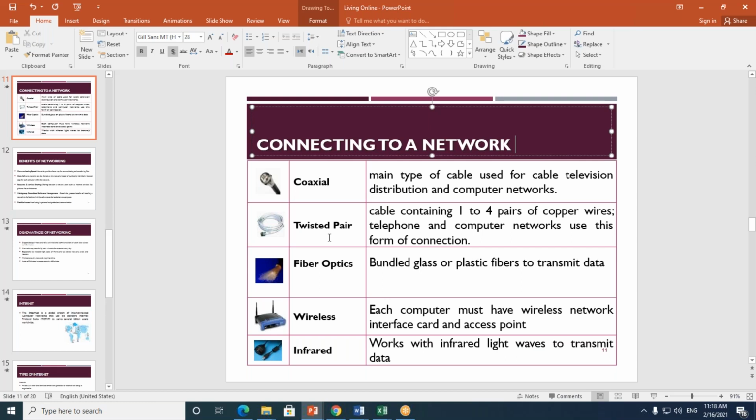Fiber optics. Now in some areas of Oman are covered by this technology, fiber optics. It consists of bundled glass or plastic fibers to transmit the data. Transmit means to deliver the data.